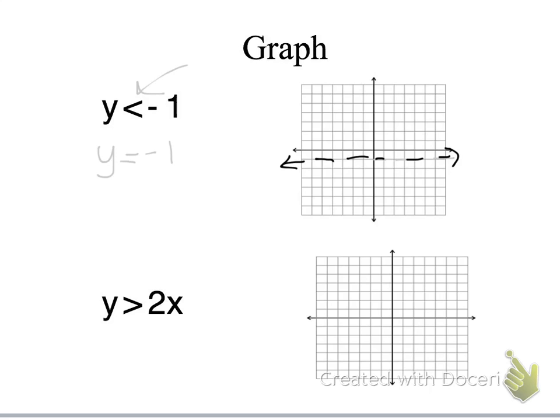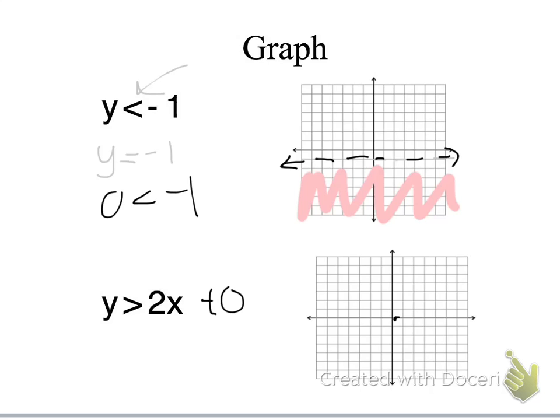Okay, we got to figure out what side to shade. So if I plug in 0, 0, is 0 less than negative 1? It is not. So I shade on the opposite side of 0, 0. Okay, this next one I could put a plus 0, so I'll have a point at 0. I could go up 2 over 1, up 2 over 1, or down 2 to the left 1, down 2 to the left 1.